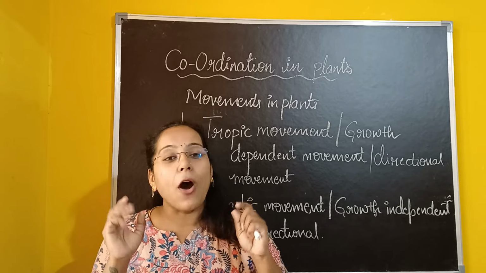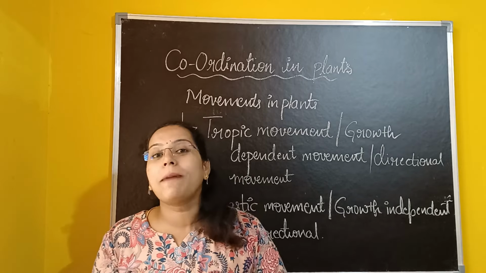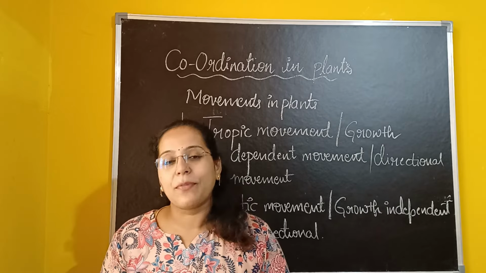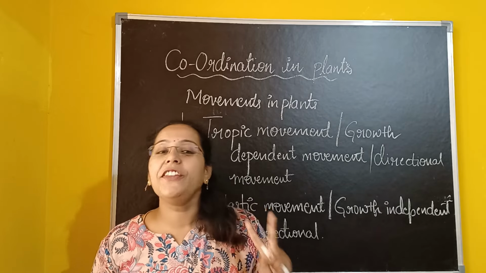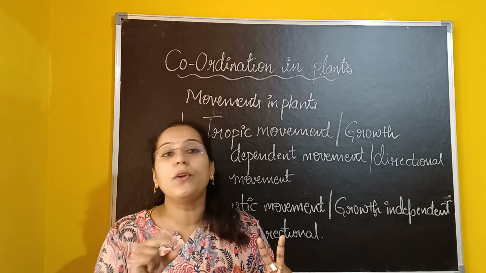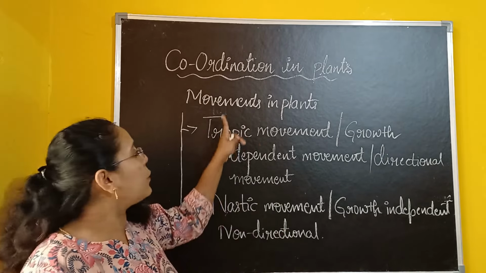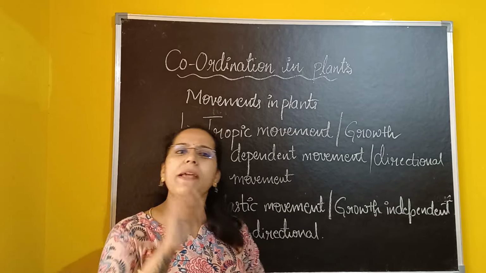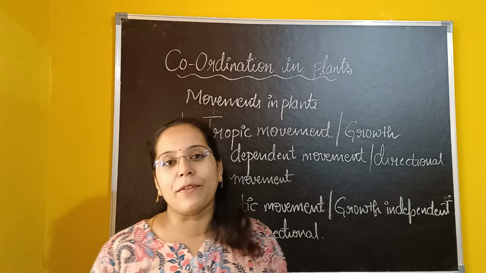On the basis of the movements shown by the plants, the movements are classified into two types. I repeat once again, coordination in plants or movement in plants is broadly classified into two types. The first is the tropic movement and the second is the nastic movement. Let me explain you one by one in a very clear way.